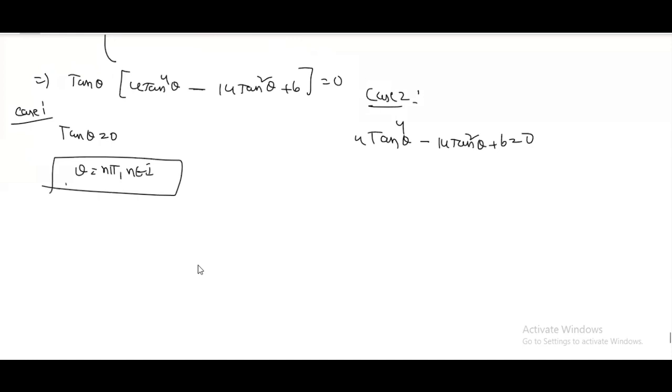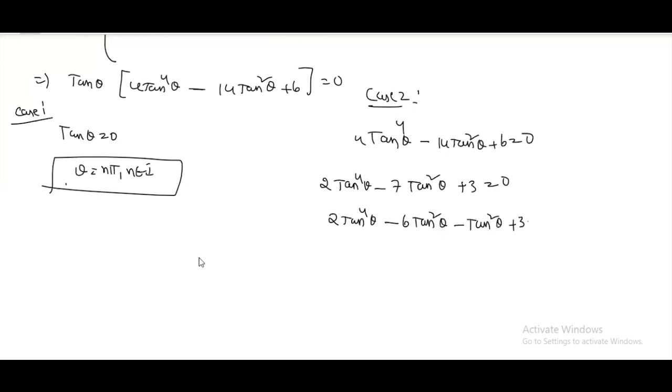Coming to here, I will take the 2 common. So I'll get 2 tan power 4 theta minus 7 tan square theta plus 3 is equal to 0. So 2 times 3 is 6 here. So the middle term we can split like 2 tan power 4 theta minus 6 tan square theta minus tan square theta plus 3 is equal to 0.